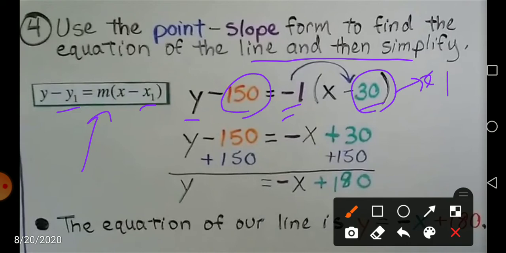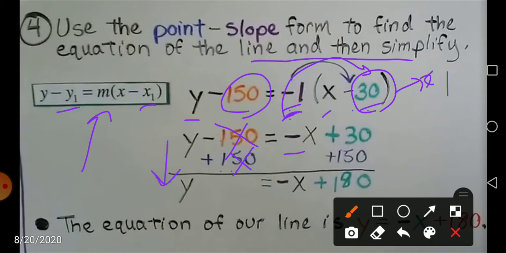Then what should I do? I should distribute the negative 1 times x, then times negative 30. So negative 1 times x gives you negative x, and negative 1 times negative 30, a negative times a negative, gives positive 30. Then to get rid of this negative 150, the additive inverse is positive 150, so it goes with 150. Here 150 minus 150 gives you 0, and the y comes alone.